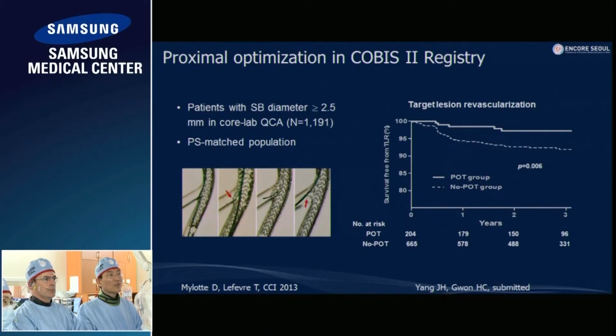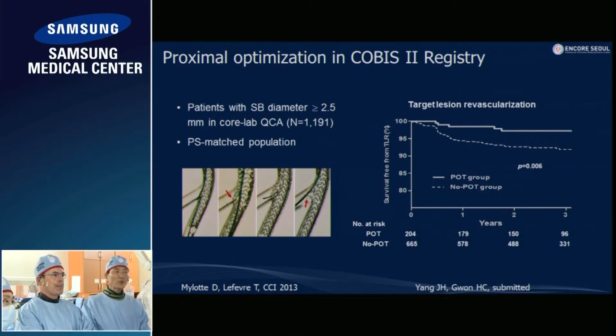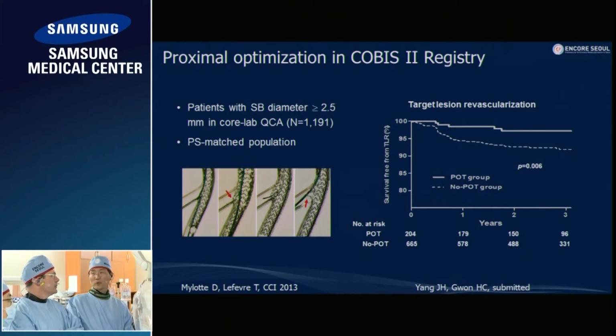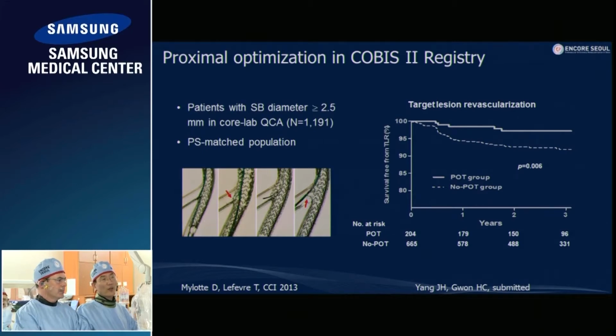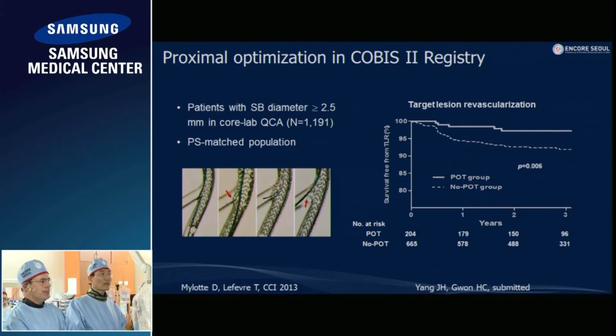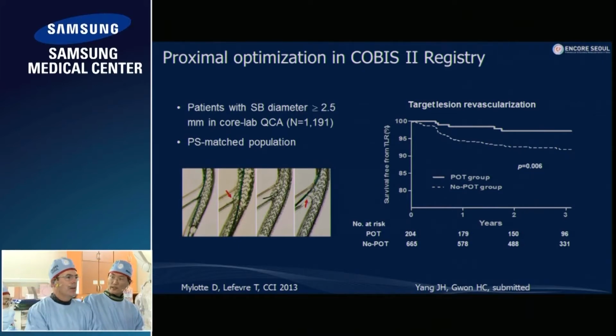Next slide. So we'll talk about proximal optimization in our COVID-2 registry. Especially if you apply the final kissing ballooning, the POT is very important because there will be a significant size difference between the left main and the LAD. The POT or not has a higher influence on TLR rate for 3 years. So far, this is our presentation. Okay, Dr. Hill, any comments?